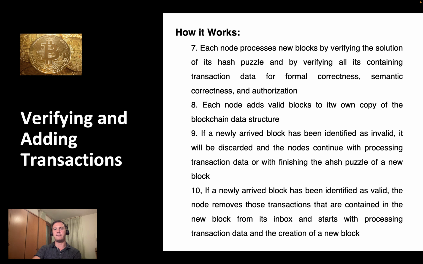Each node adds valid blocks to its own copy of the blockchain data structure. If a newly arrived block has been identified as invalid, it will be discarded and the nodes continue with processing transaction data or finishing the hash puzzle of a new block. If a newly arrived block has been identified as valid, the node removes those transactions that are contained in the new block from its inbox and starts with processing transaction data and the creation of a new block.